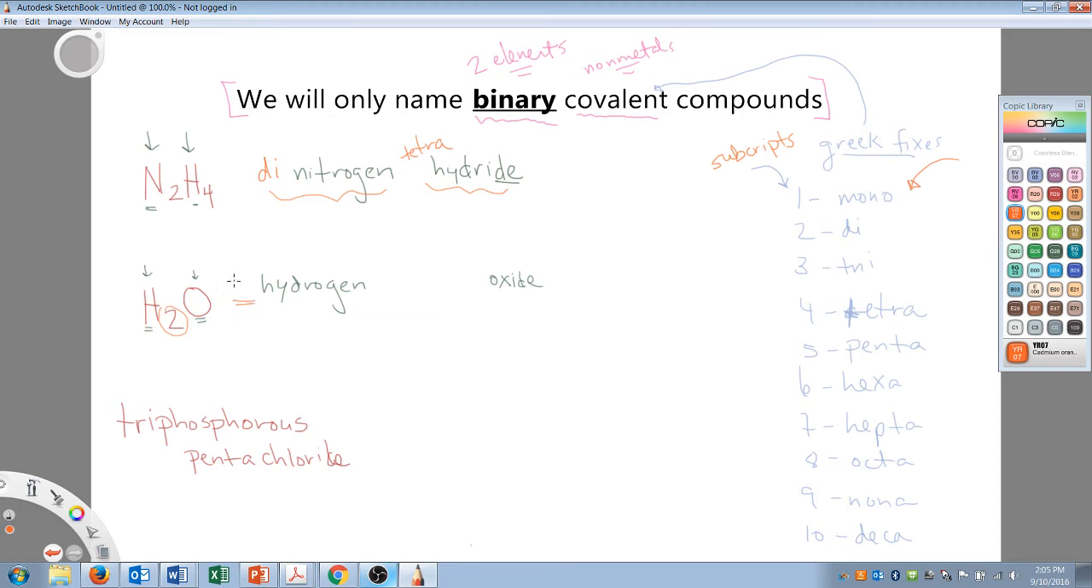So I see 2, I call this di. I see a 1, right? Well, I don't see a 1, it's implied. There's no number, it's a little 1, so I'm going to use mono. So that would be dihydrogen monoxide.